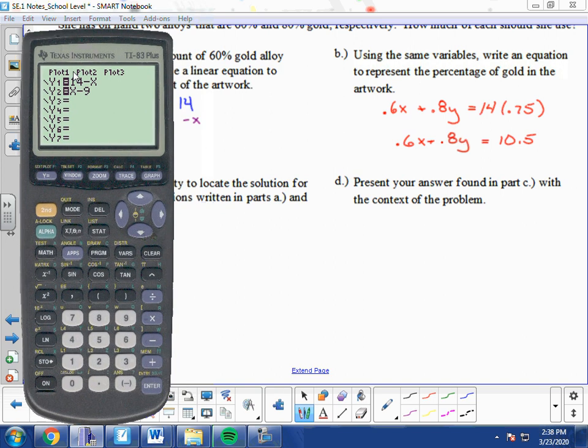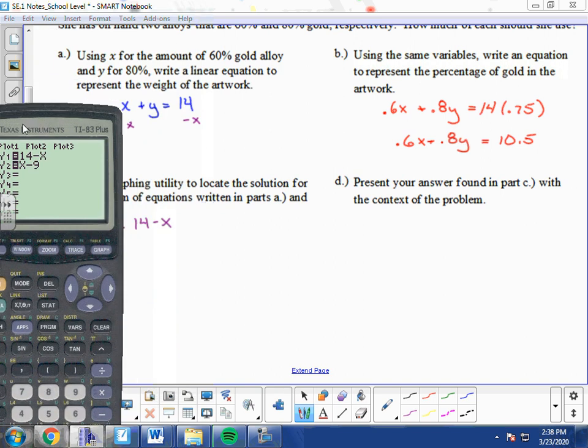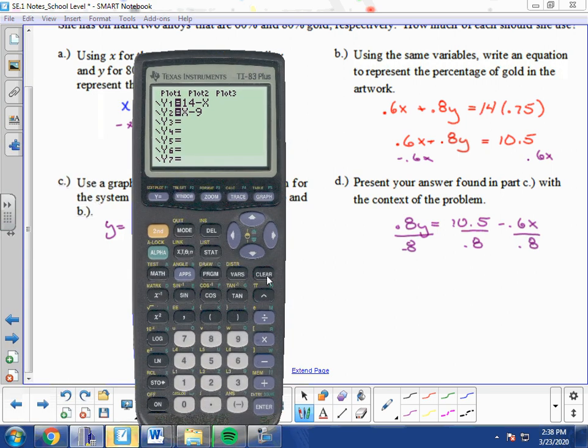Then for the other one, it takes a little bit more work. Subtract 0.6x, so 0.8y equals 10.5 minus 0.6x, but then I do need to divide by 0.8. So I'm going to come back to this graphing portion in just a second. Let me clear that out. I'm going to come back to this.